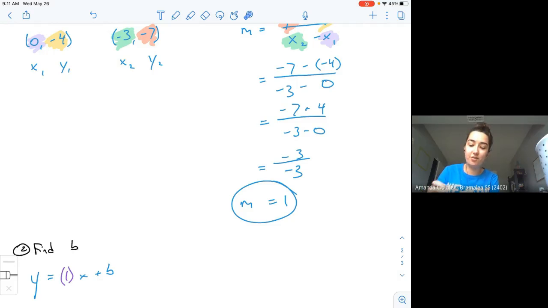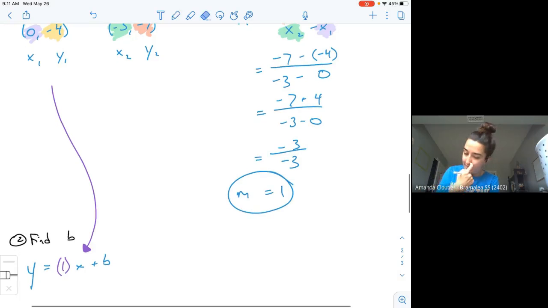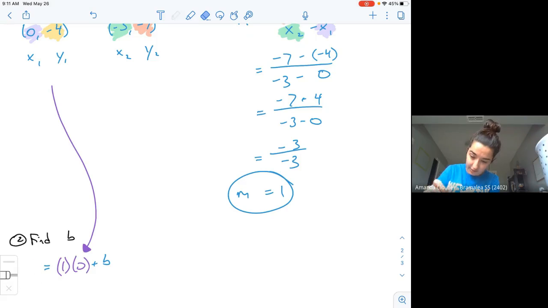I'm going to suggest we use the first one because it has a 0, and zeros are easy to work with. Otherwise, we're going to have a lot of negative numbers coming in. So I'm going to suggest we use (0, -4). I'm going to plop that baby into my equation here, and instead of x, I have 0. And instead of y, I have -4.